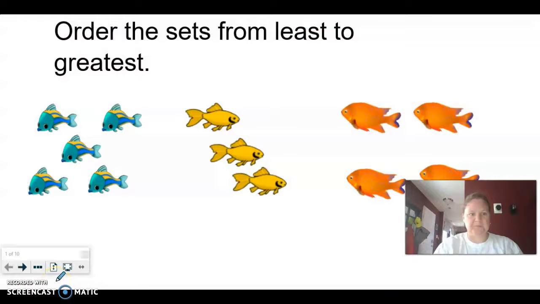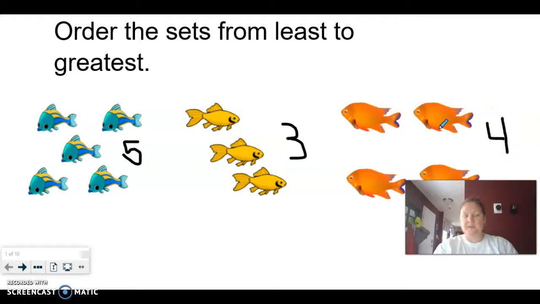Ooh, I just knocked some stuff over. All right, so let's look at my screen. We are going to look at these sets, okay? And we're going to figure out how to put them in order, okay? So first thing we need to do is figure out how many are in each set. So let's count. 1, 2, 3, 4, 5. And I'm going to put a 5 right next to it, okay? How many? 1, 2, 3. So 3. And then 1, 2, 3, 4.